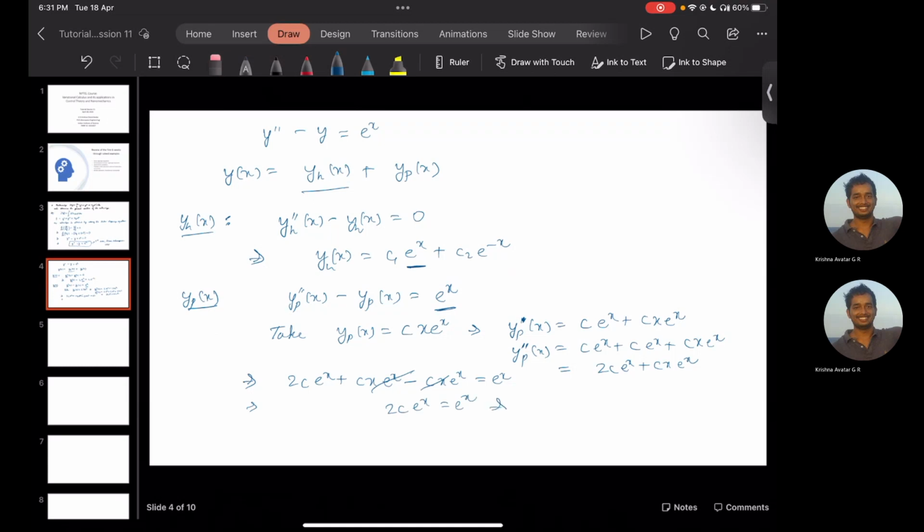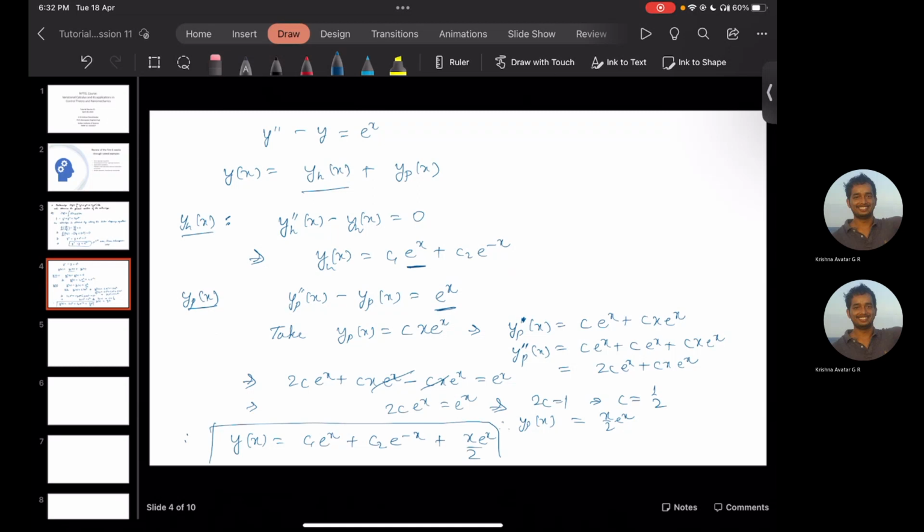And then this cancels out, so that we have 2c e to the power x is equal to e to the power x. And for this to be equal, we need to have 2c is equal to 1, and this implies that c is equal to half. So therefore, our particular integral is yp equals x by 2 e to the power x, isn't it? So therefore, the general solution of the extremizer is y as a function of x is equal to c1 e to the power x plus c2 e to the power minus x plus x e to the power x by 2.